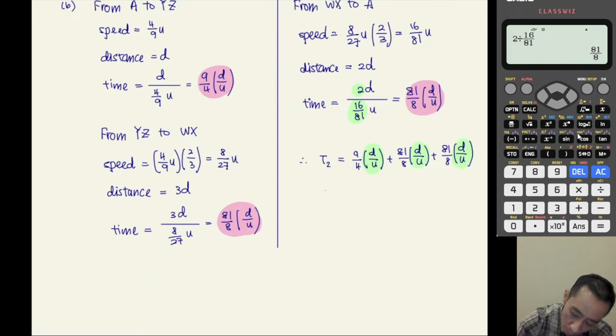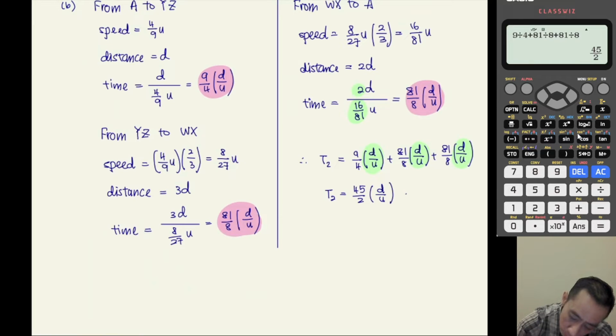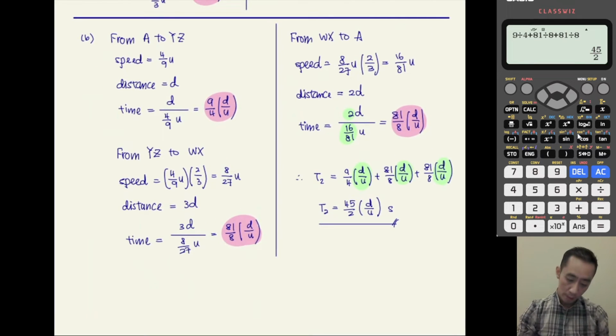So I just need to add all the coefficients. So 9 over 4 plus 81 over 8 plus 81 over 8. So 45 over 2 d over u. So this is for part B.